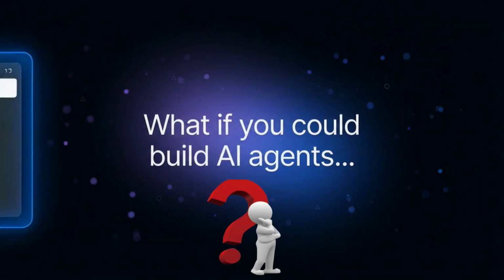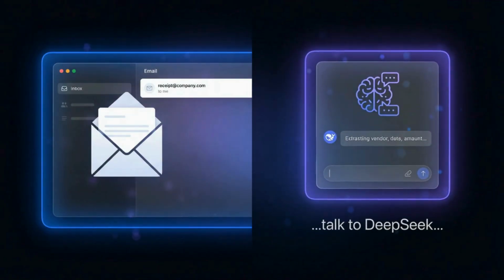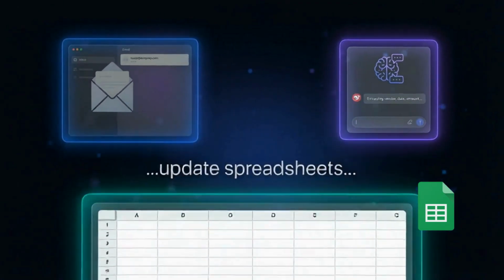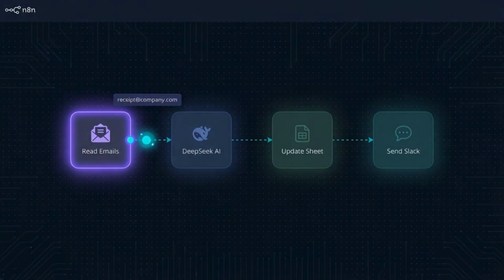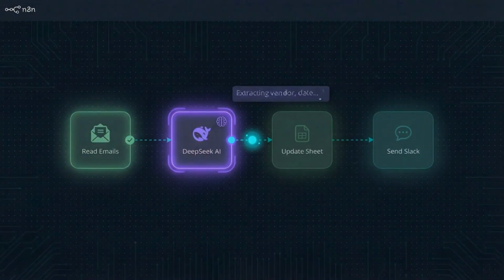What if you could build AI agents that read your emails, talk to DeepSeek, update spreadsheets, and send Slack messages without writing a single line of code? That is precisely the power of n8n. It grants you total control over your automation.